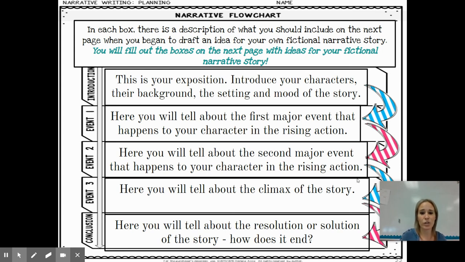Then event 2, you're going to talk about the next major event that's happening to your main character. And you can have a couple more events as well, but at least a couple. And then event 3, we're going to think about what is the climax of your story? What is the turning point? Like the big event that changes everything around. And then finally, your conclusion. How are you going to resolve your story? How are you going to have it end?